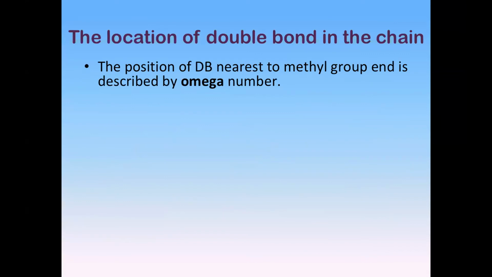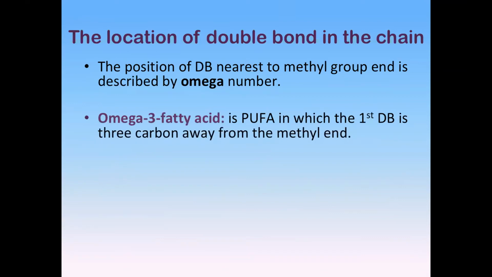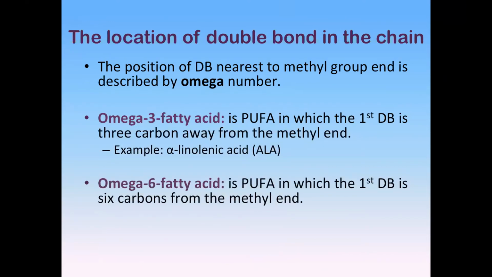Now, the other classification is the location of the double bond in the chain. The position of the double bond nearest to the methyl group is described by an omega number. Omega-3 and omega-6 are very important in health. Omega-3 fatty acids, which we call PUFA, meaning polyunsaturated fatty acids, are those in which the first double bond is 3 carbons away from the methyl end. An example is linolenic acid, the alpha-linolenic acid.